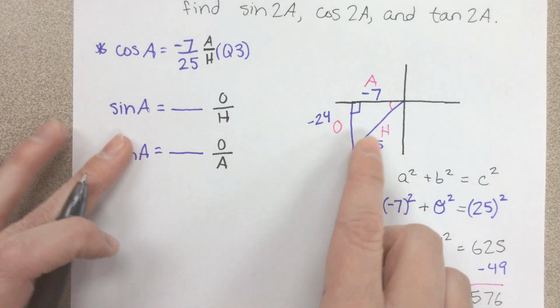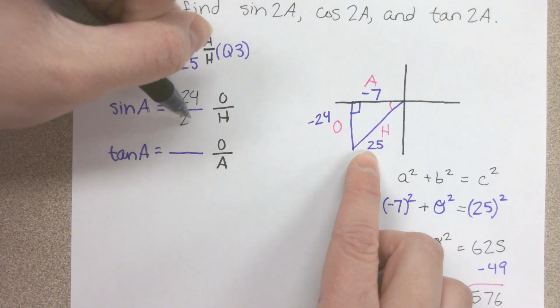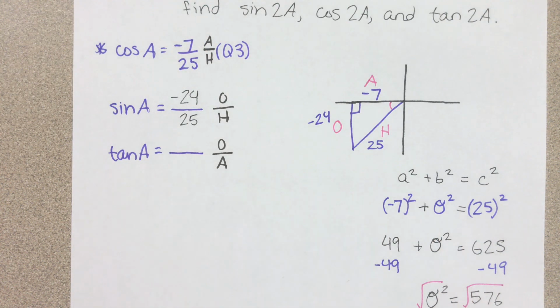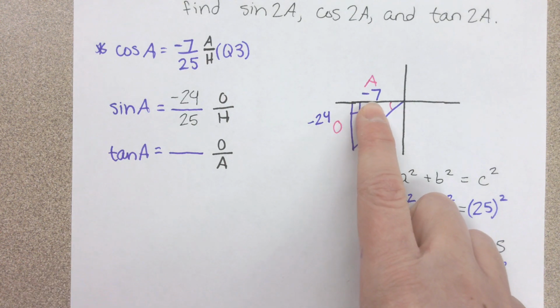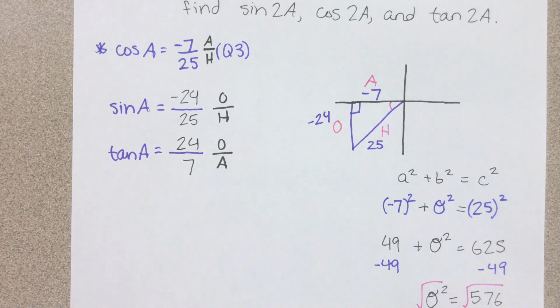Now we can easily fill in these missing numbers. So O over H, we have negative 24 over 25. And then O over A, we have negative 24 over negative 7. Negatives will cancel. We have 24 over 7.